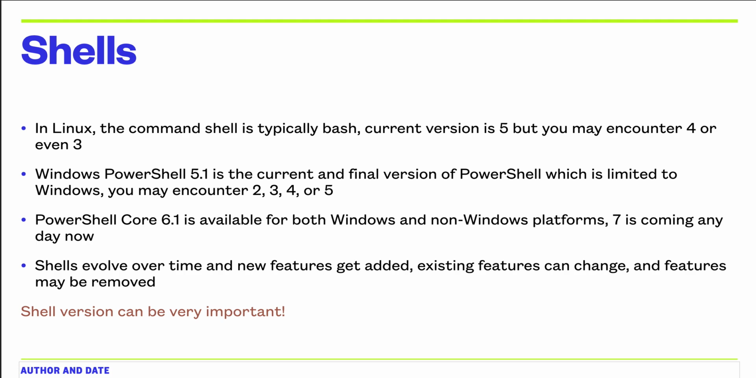All shells do evolve over time. New features do get added, things change, features may get removed. It's really important to make sure that if your shell script depends on features that may not be present in all versions of the shell, that your shell script checks what version it's running under and either adapts to that or notifies the user they aren't running the correct version of their shell and that they need to either upgrade or use another product.